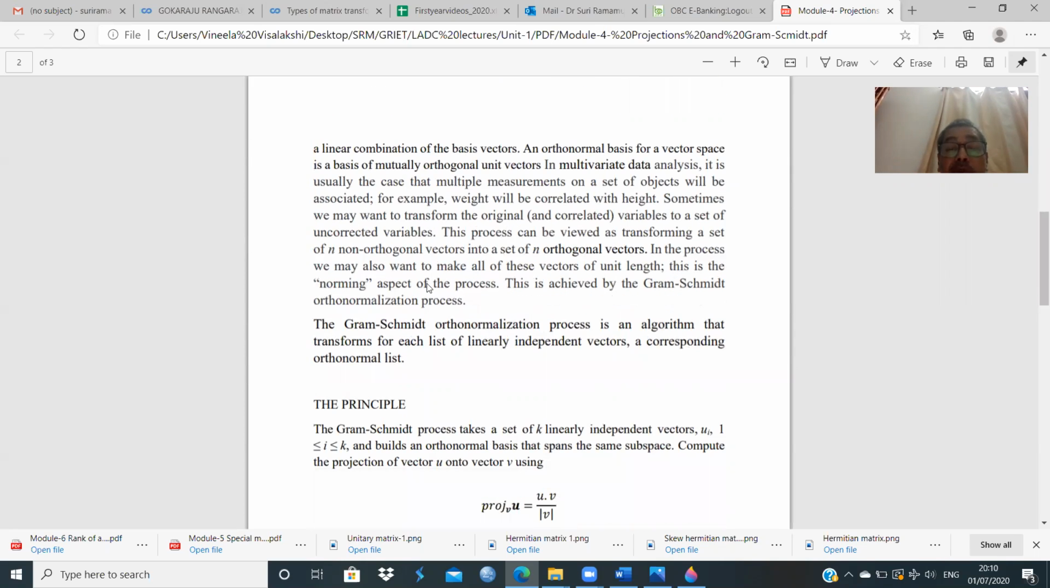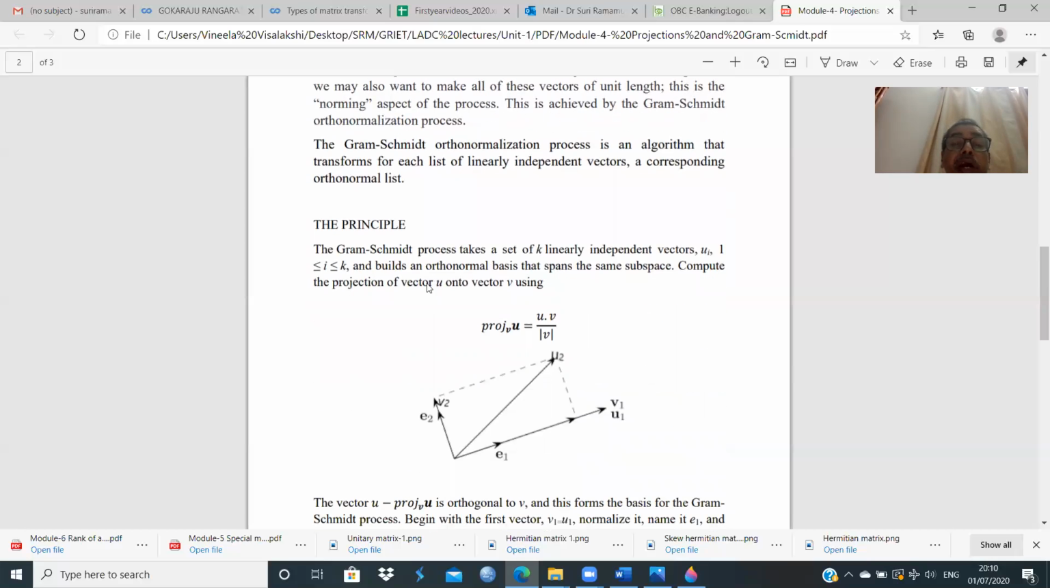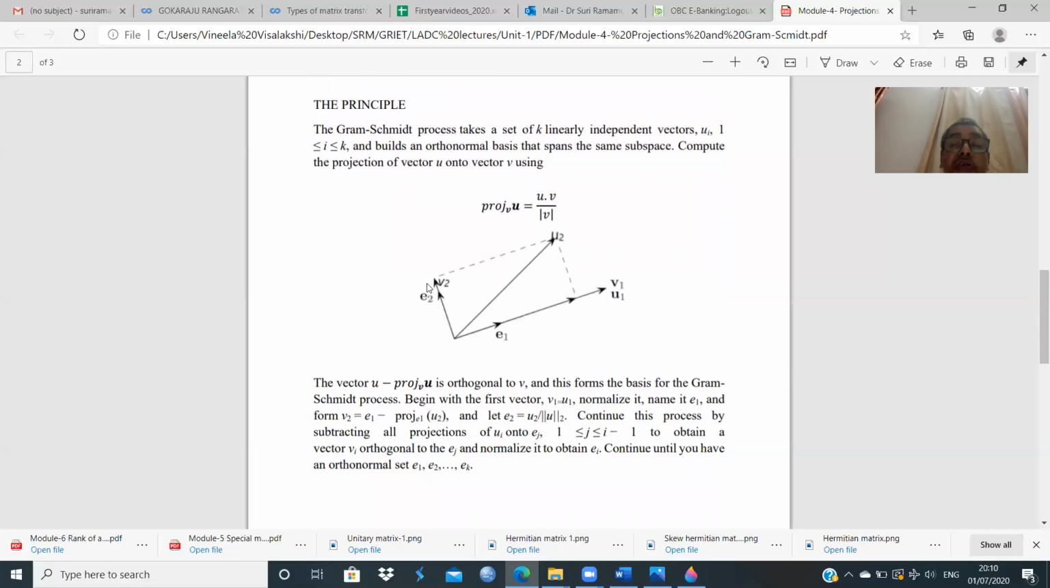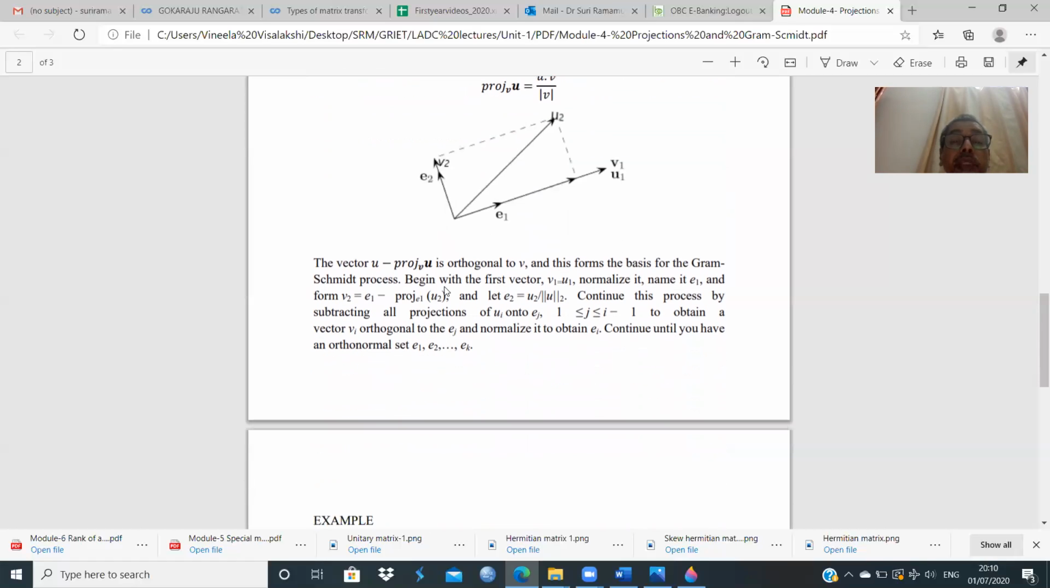Now, let us try to understand the principle behind the Gram-Schmidt process. In this figure, we have two vectors u1 and u2, which are not mutually orthogonal, from which we would like to construct two more vectors v1 and v2, which are mutually orthogonal and which span the same space. So as you can see, it all begins with synchronizing v1 with u1 and calculating v2 using the projection rule. So if you want to find v2, you have to subtract out the projection of u2 on v1 from u2.